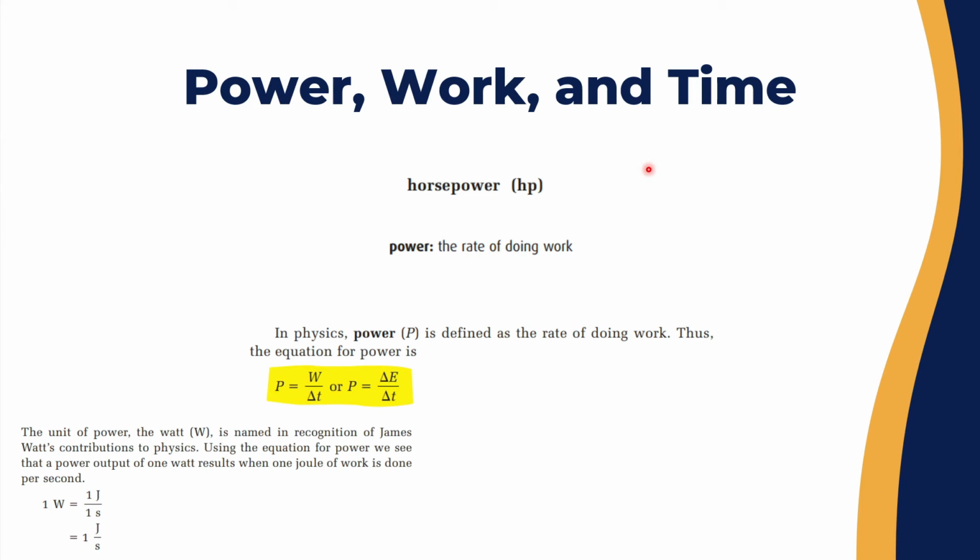Now you may be asking, what is the relation between power, work, and time? Firstly, we start with the power. As you know by now, the power is the rate of doing work. How would you represent that mathematically? P equals W over delta T. And that means as well P equals delta E over delta T.